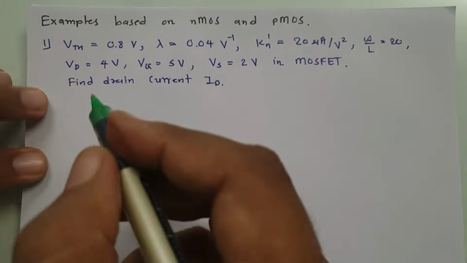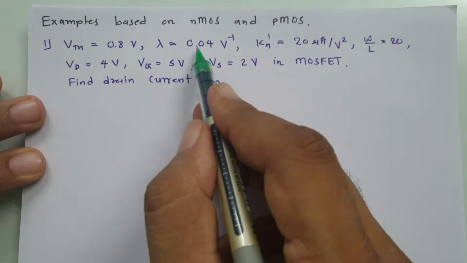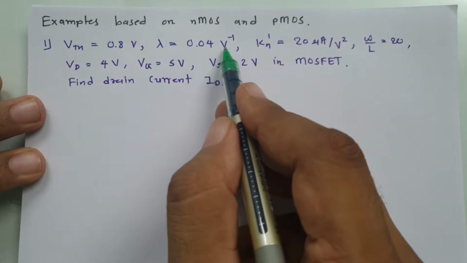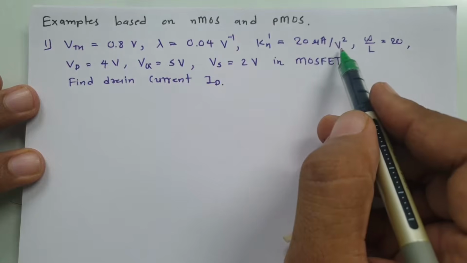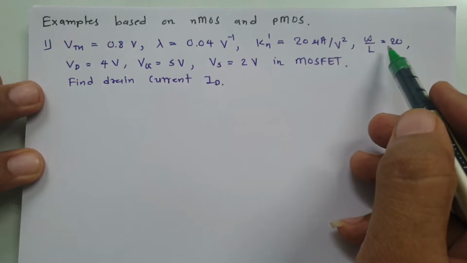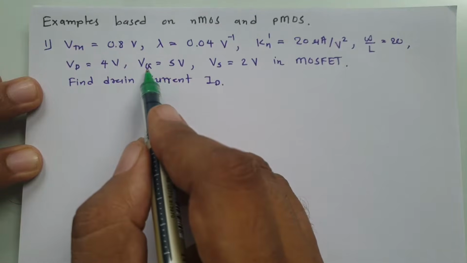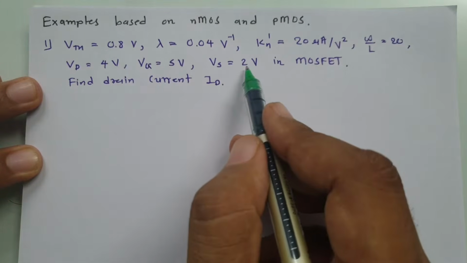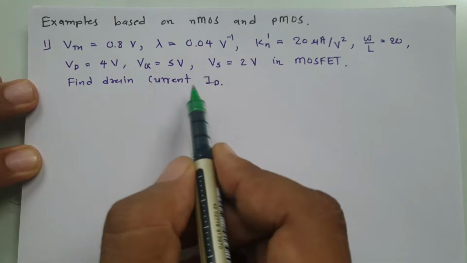In this question, VTN is 0.8 volt, lambda is 0.04 volt inverse, K dash N is 20 microampere per volt square, W by L is 20, VD is 4 volt, VG is 5 volt and Vs is 2 volt in this MOSFET. And we need to identify the drain current.